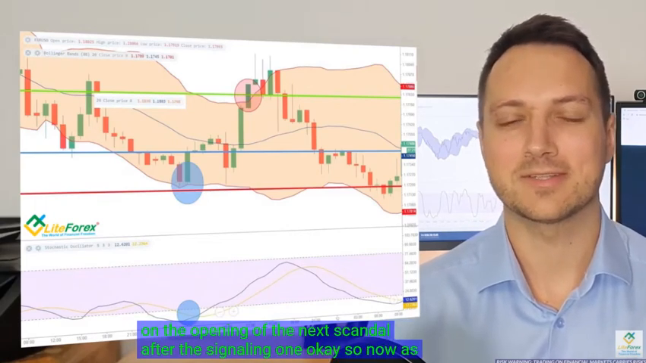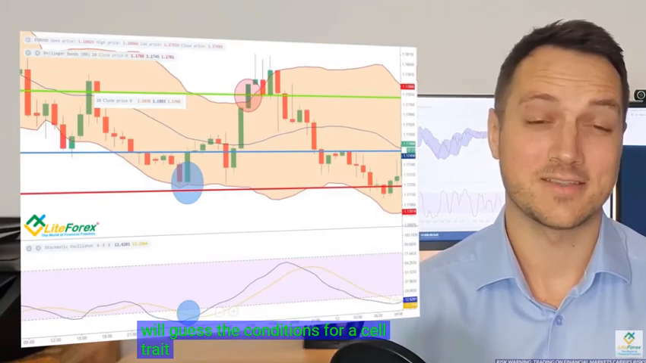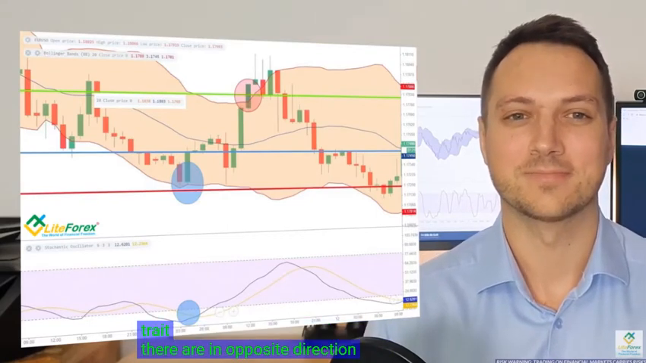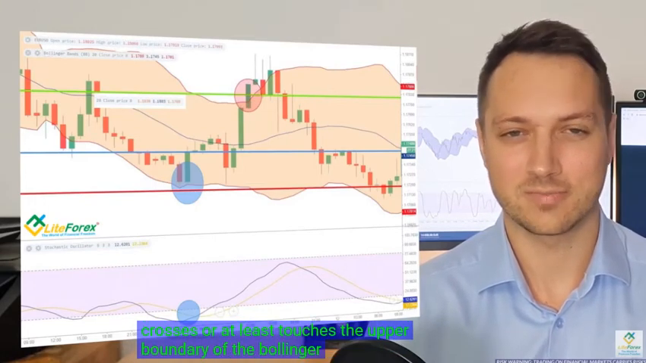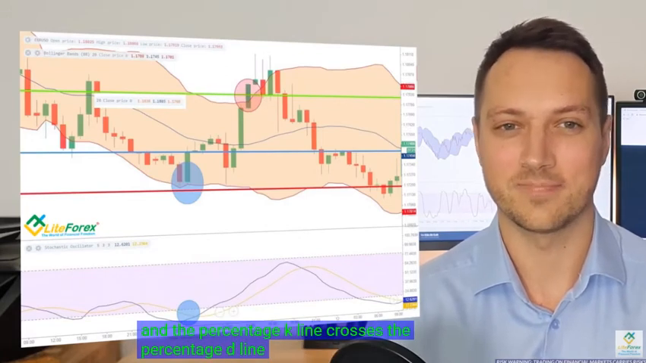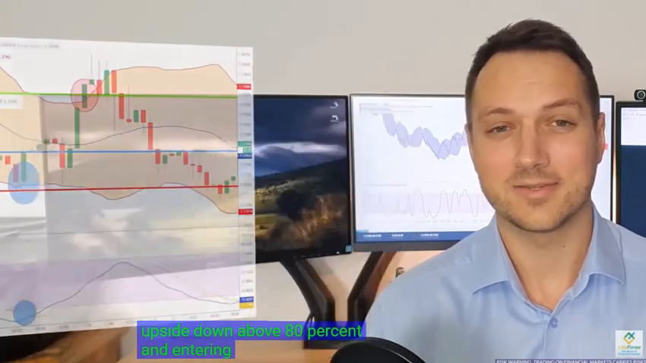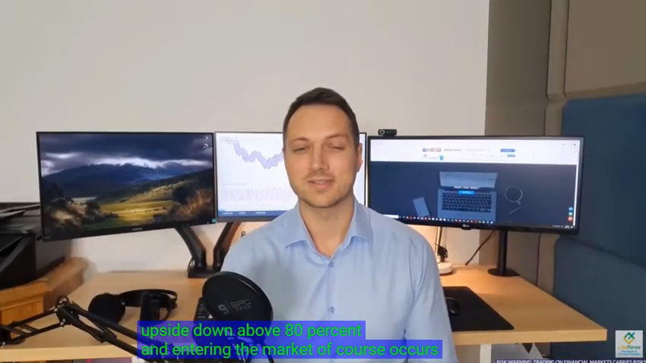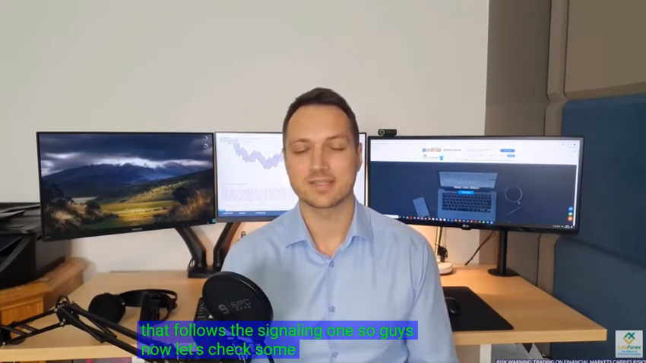Okay, so as you will probably guess, the conditions for a sell trade are in the opposite direction. A bar crosses, or at least touches, the upper boundary of the Bollinger Bands, and the percentage K line crosses the percentage D line upside down above 80%. Entering the market, of course, occurs at the opening of the candle that follows the signaling one. So guys, now let's check some examples on the charts.